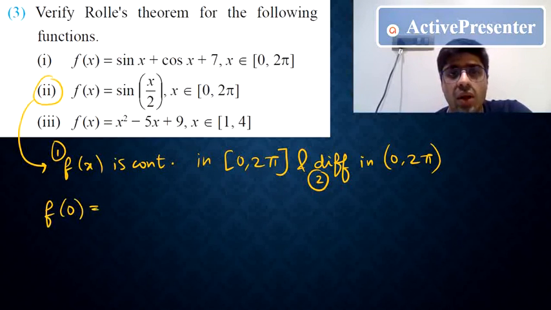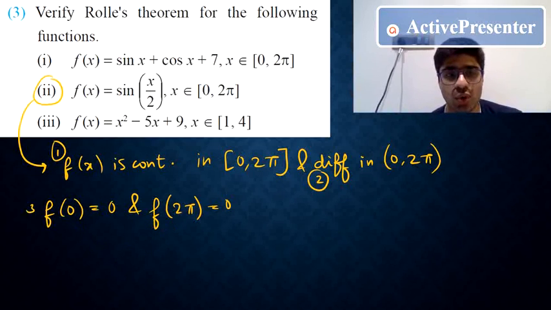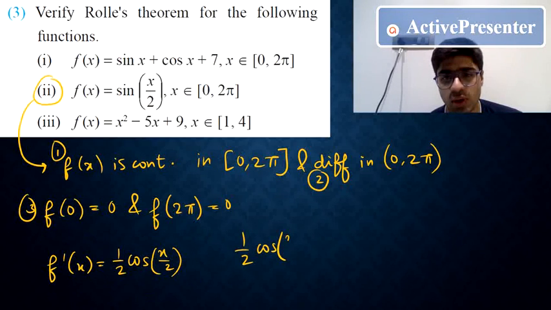What about f of 0? That will be sin 0 by 2, which is sin 0, which is 0. And f of 2 pi will be sin of 2 pi by 2, that is sin of pi, which is equal to 0 only. So f of 2 pi and f of 0 are equal, which is why all the conditions of Rolle's theorem are satisfied. Take a derivative and equate that with 0. f dash x will be cos x by 2 into 1 by 2. Equate that with 0. So you have 1 by 2 into cos of x by 2 equal to 0. So the 2 goes there and you get cos of x by 2 as 0.